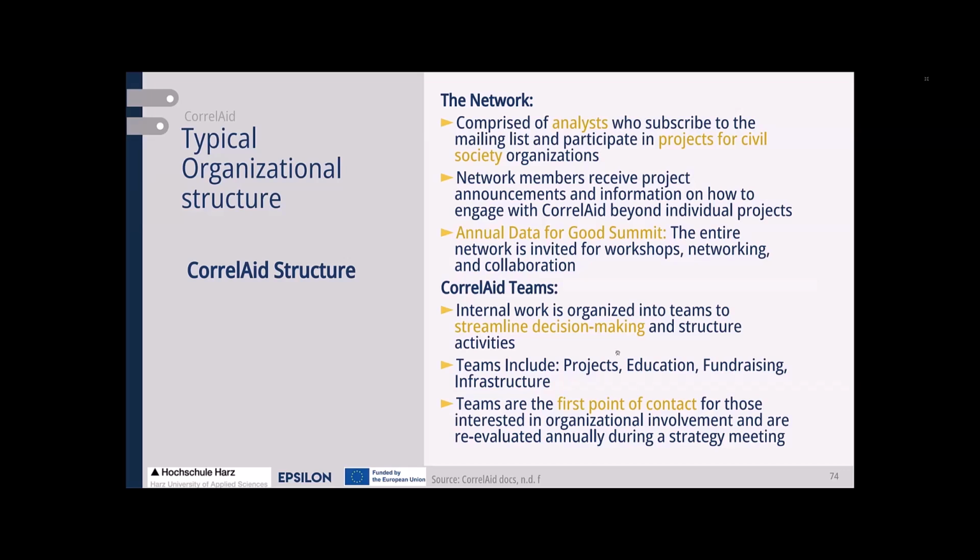And the internal CorrelAid teams work in an internal way. They are organized internally to streamline decision making and structure activities. Each team includes projects, education, fundraising, and infrastructure. And each individual team should be the first point of contact both for nonprofit organizations as well as for volunteers who are interested to do something good in their environment.